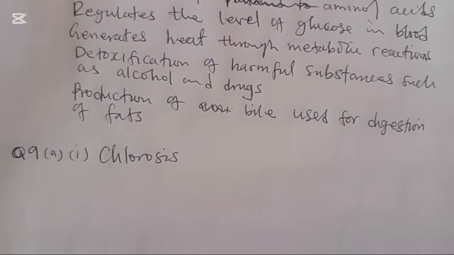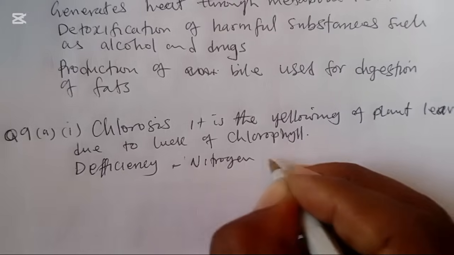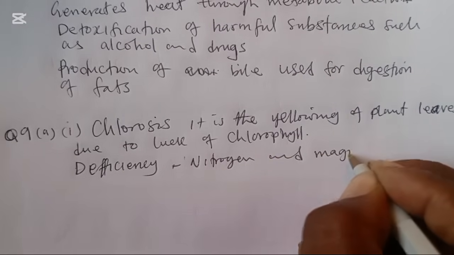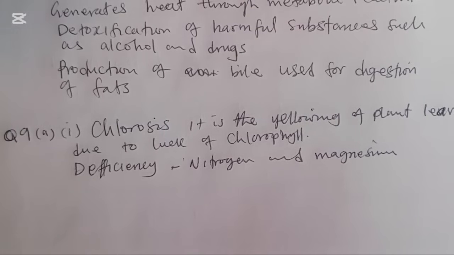So chlorosis is the yellowing of plant leaves due to the lack of chlorophyll. Chlorosis comes about due to deficiency of nitrogen and magnesium. So deficiency of nitrogen and magnesium causes chlorosis.